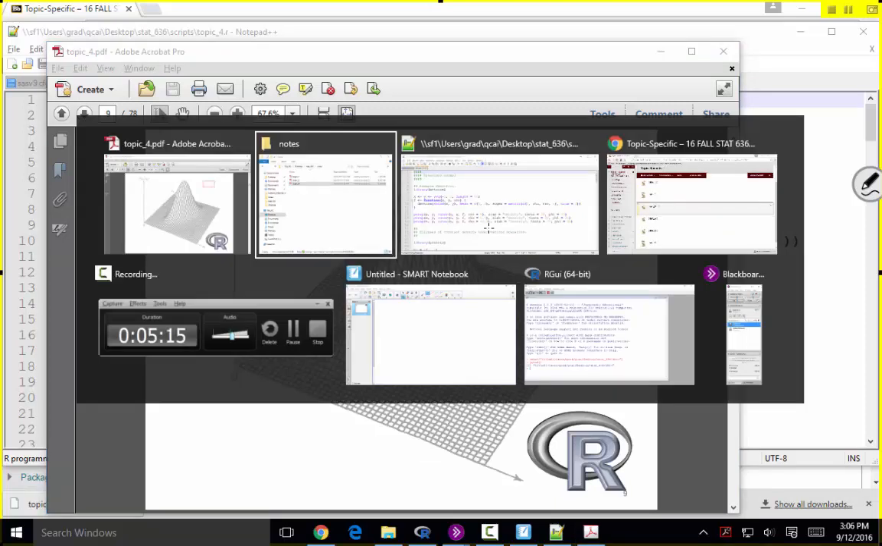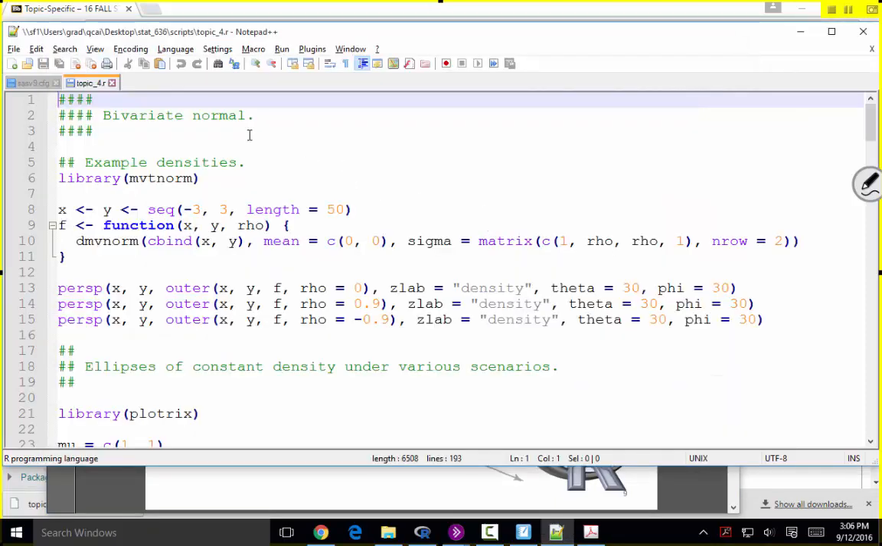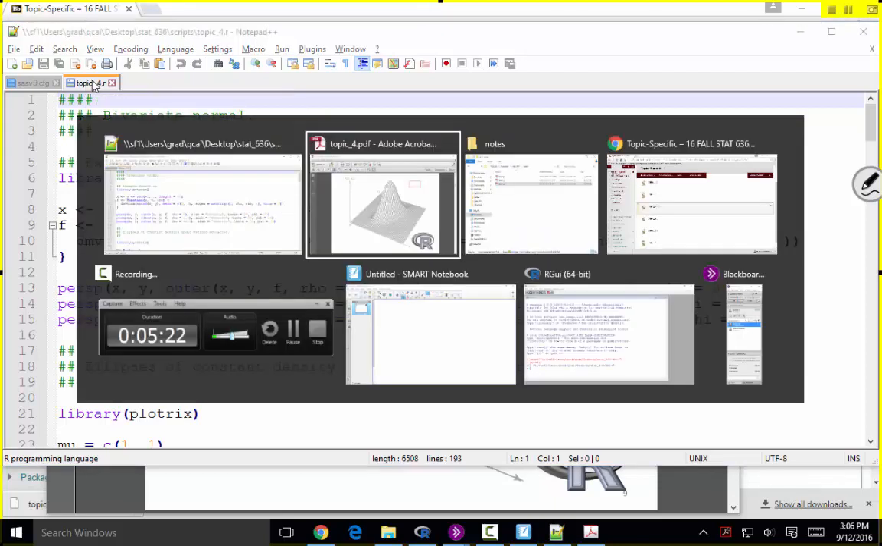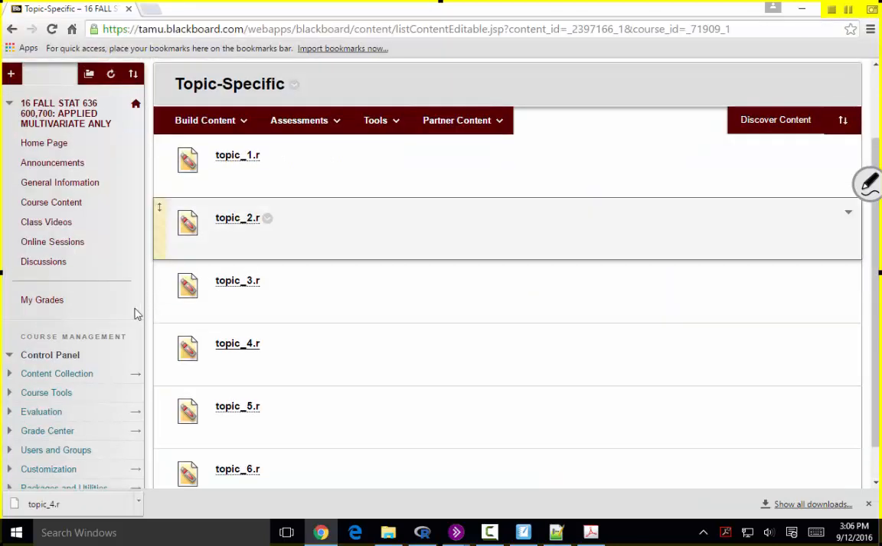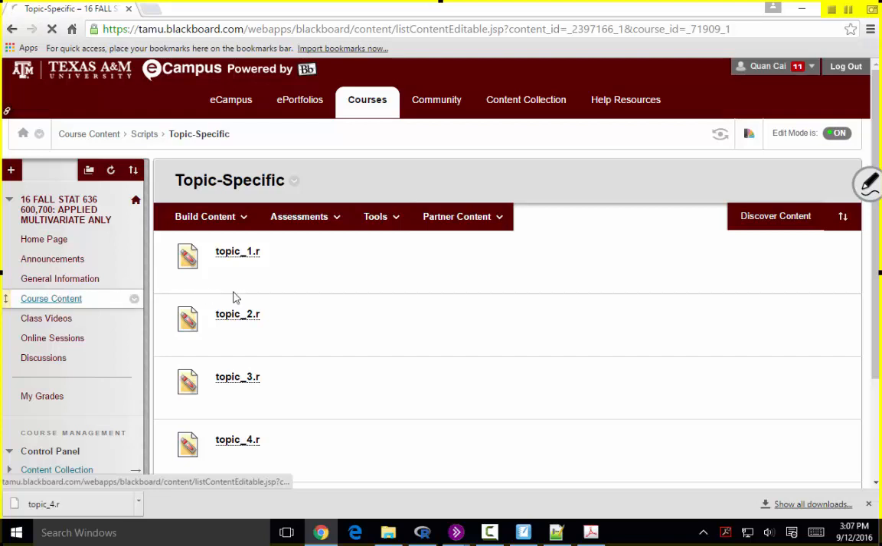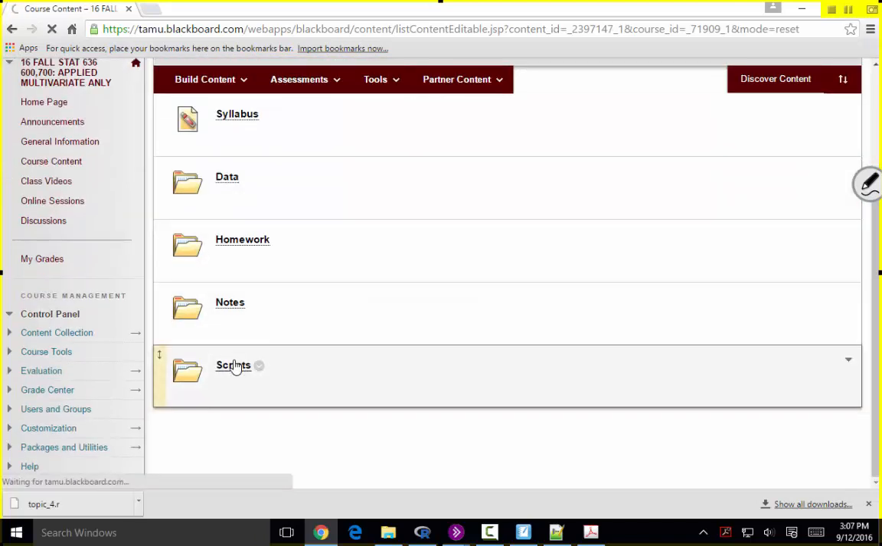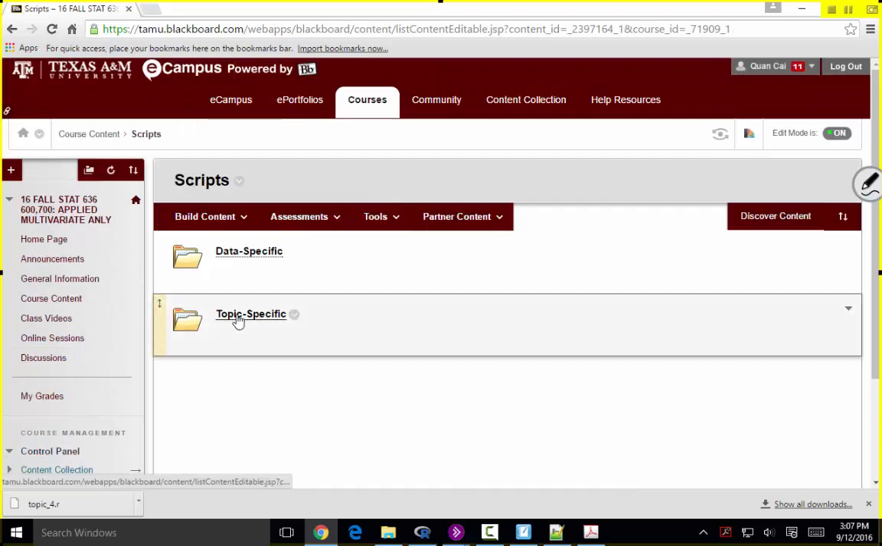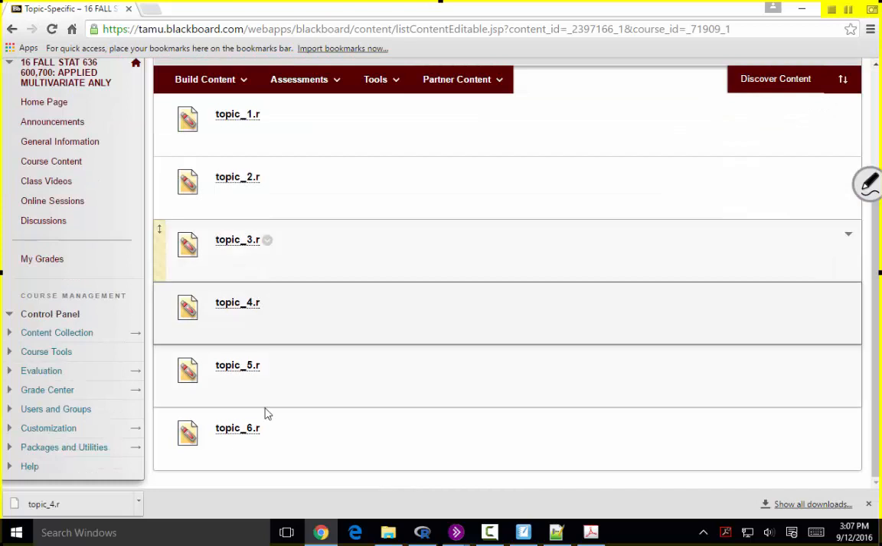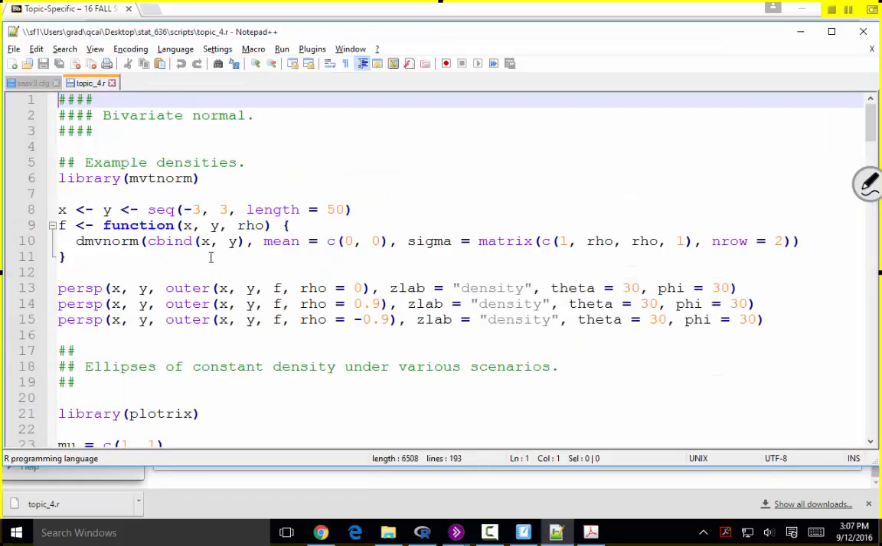I have some R code in topic4.r. So on eCampus, under course content, scripts, topic specific, I have some R code that will go along with some of the notes that we see. We're currently in topic 4. Topic 4.r has some relevant code.